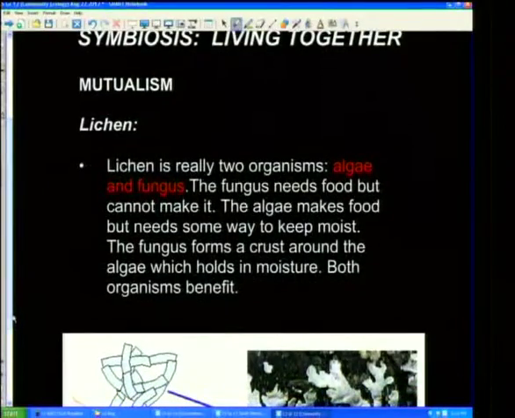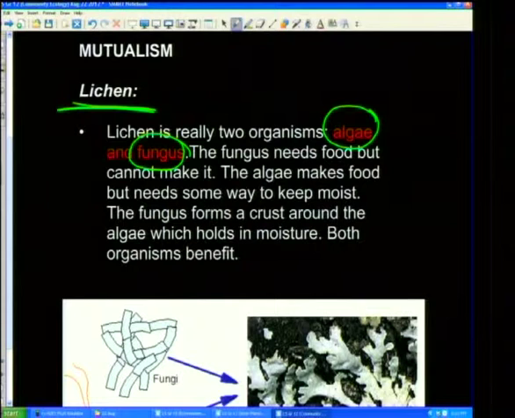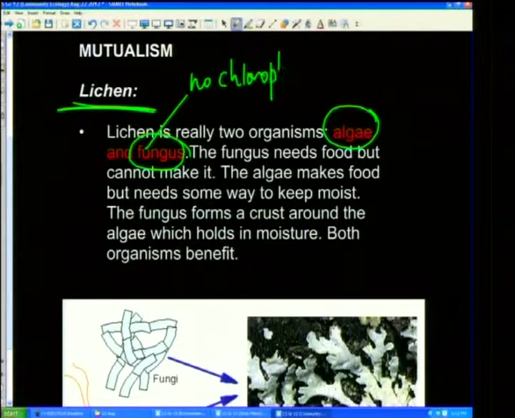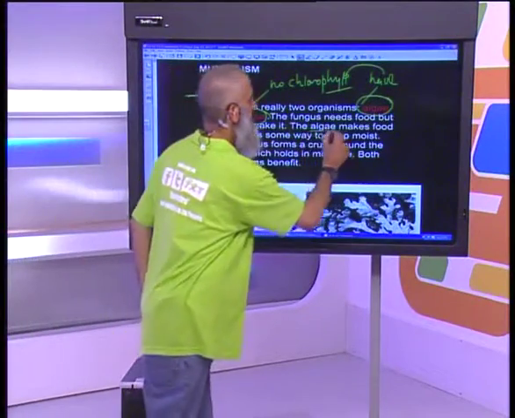A beautiful example is from your grade 11 work, lichens. Lichens are actually two organisms in one. They are made up of algae and fungi. Now, if you remember your grade 11 work, you'll know that fungi have no chlorophyll. Therefore, obviously, they cannot manufacture their own food. Algae, on the other hand, generally, if they're green algae, they would have chlorophyll. And if they do have chlorophyll, they can manufacture their own food. So the algae makes the food.